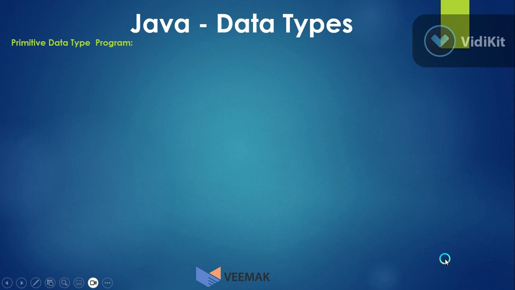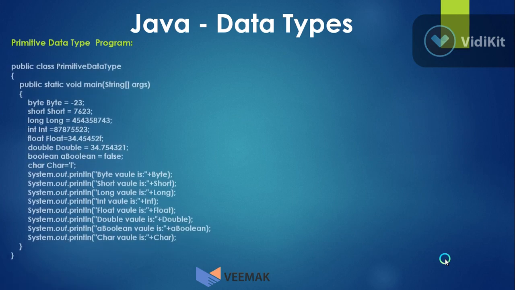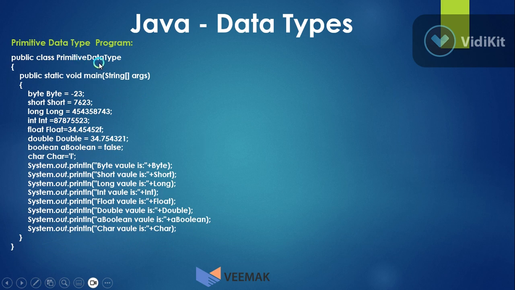Now, we will see a program with primitive data types. I have created one class, PrimitiveDataType. In this class, I have created one main method. I am declaring the data type variables.